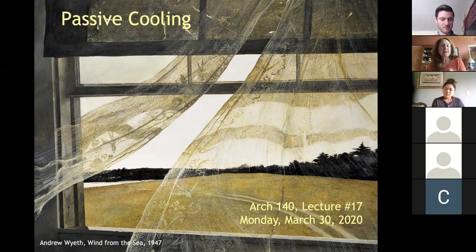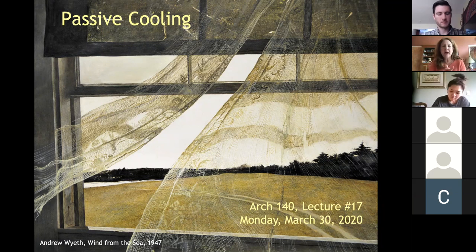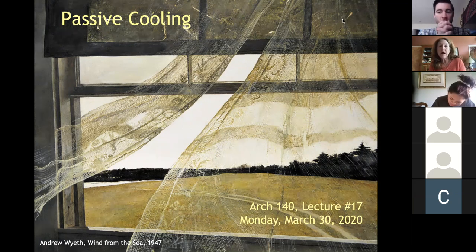So passive cooling. We've heard about passive solar heating, where the sun is the natural heat source. So passive cooling, what does that mean? That's where we have natural heat sinks. That's where the heat is going to go. So we're going to talk in a moment about what those different natural sinks might be.